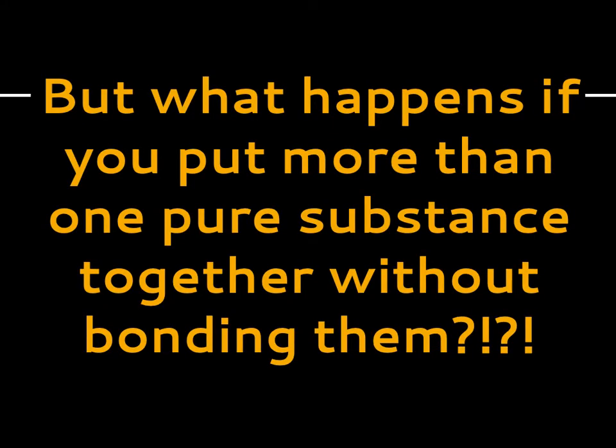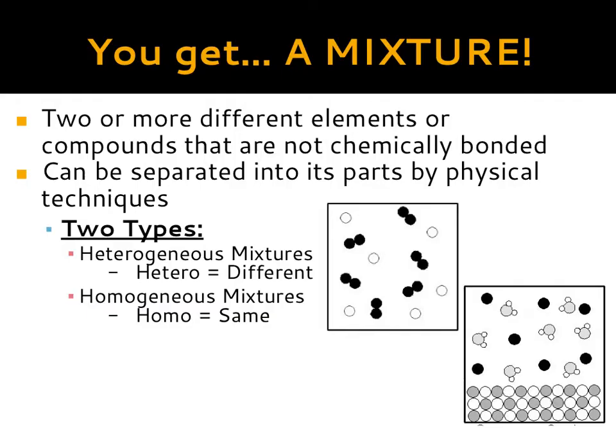However, what happens if you put more than one pure substance together, but you don't bond them? Well, if you listened earlier, you know the answer. You get a mixture. Two or more things that are together but not chemically bonded are a mixture. There's two types, heterogeneous mixtures and homogeneous mixtures.